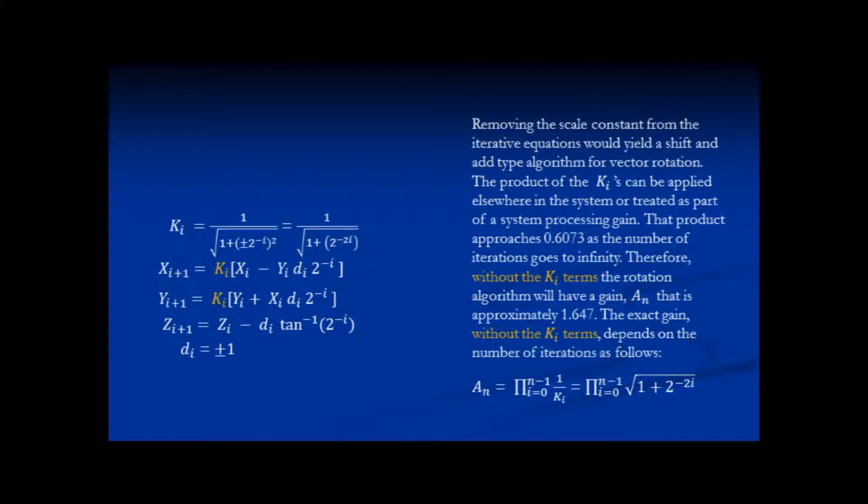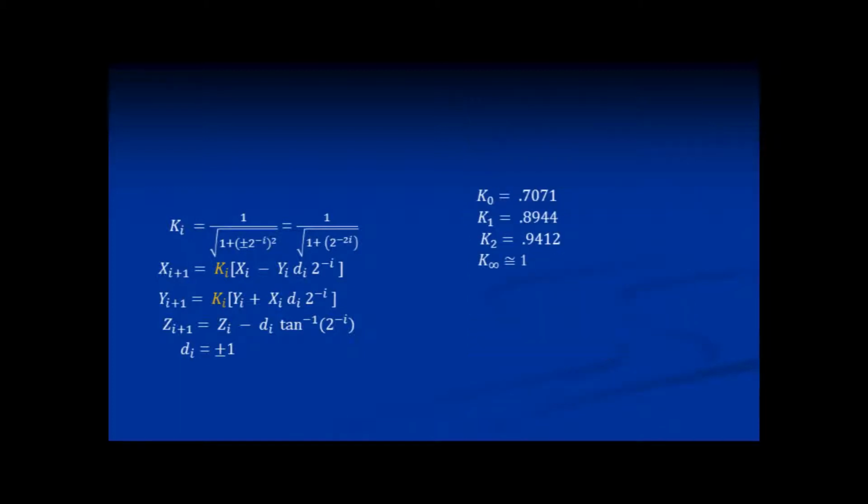A sub n is equal to the product of 1 over k sub i, as i goes from 0 to n minus 1, which is equal to the square root of the quantity 1 plus 2 to the minus 2i, as i goes from 0 to n minus 1. Let's take a look. Here we have the first 3 k sub i constants in each iteration. K sub 0 is equal to 0.7071, k sub 1 is equal to 0.8944, k sub 2 equals 0.9412. Notice that k sub i is less than 1 and approaches 1 as we have infinite iterations.